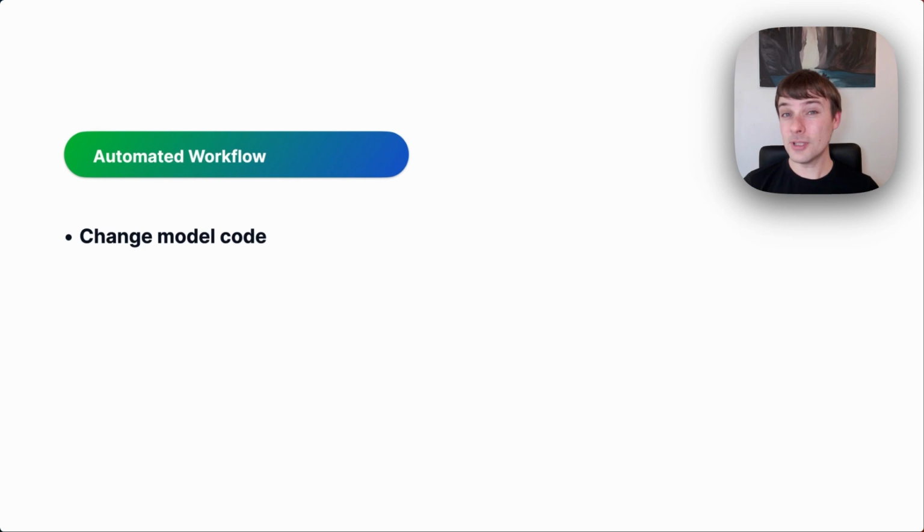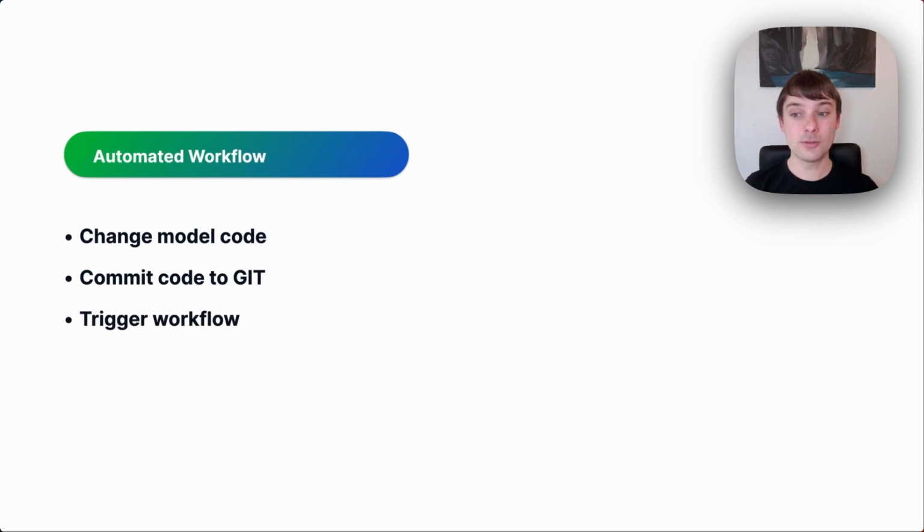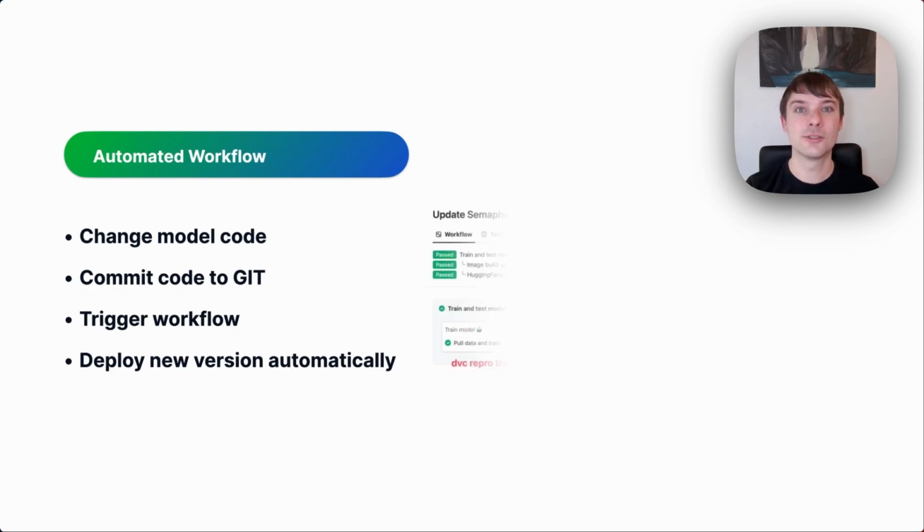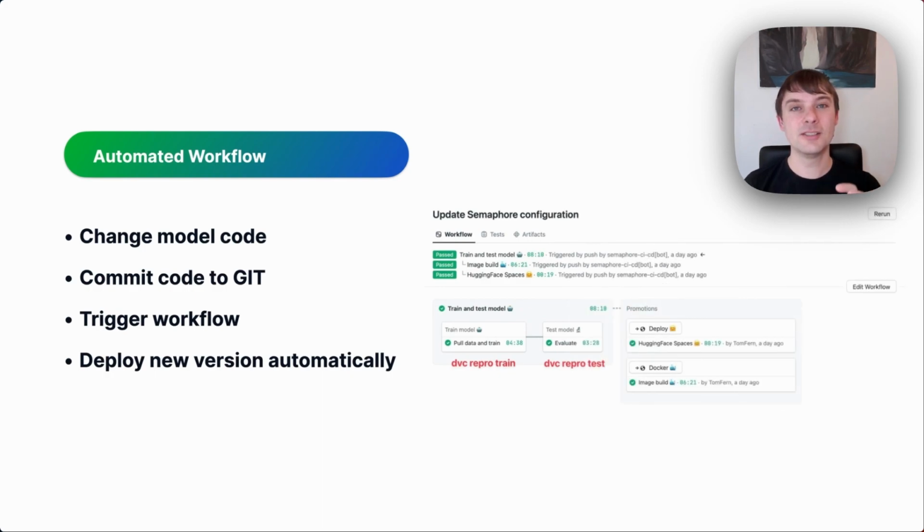Every time we change our model code, we want to commit the code to Git, and afterwards we want to trigger this workflow. We want to deploy each version of our model automatically. We want to automate this whole process. So in the end, as said, we want something like this.